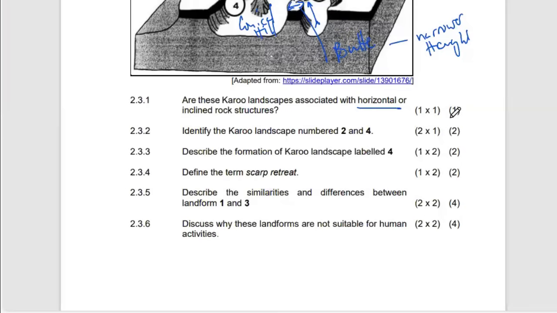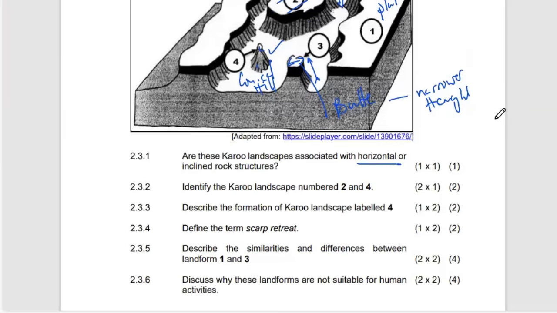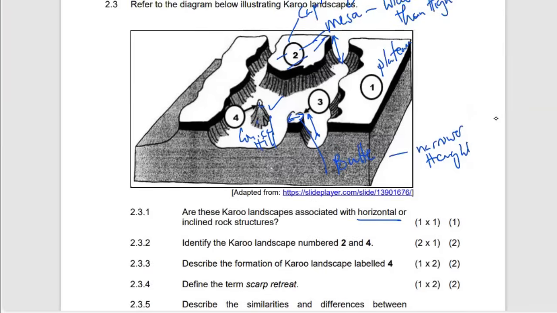Describe the formation of the Karoo landscape labeled 4. Labeled 4, you explain this from the formation of these landforms here. What you need to explain here is the fact that there is no more cape rock here. The conical hill develops from a butte along the line of development. The butte, the cape rock is weathered and eroded. Is eroded away.